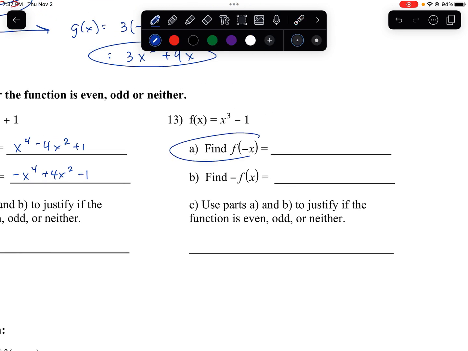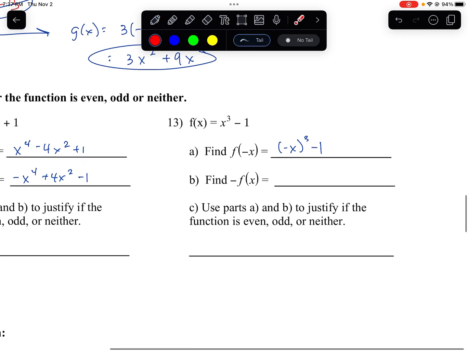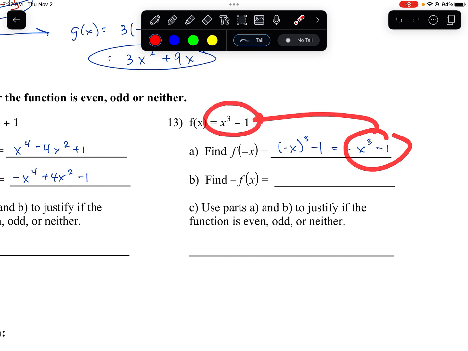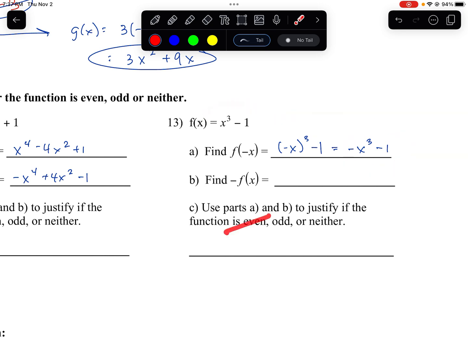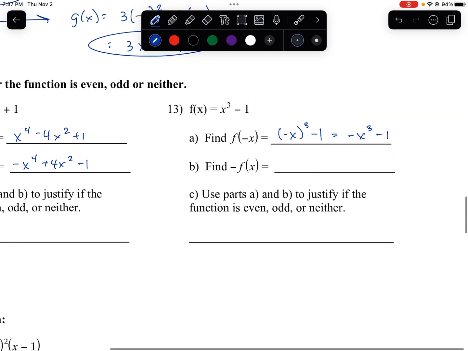So I'm going to check and see if it's even by part A. So I'm going to plug in negative x where x is. So negative x to the third minus 1. Well, if I have a negative multiplied by itself 3 times over, that's still going to be negative. So negative x to the third minus 1. Since this function right here is not equivalent to what I had before, it's definitely not even. Let's check this other one.